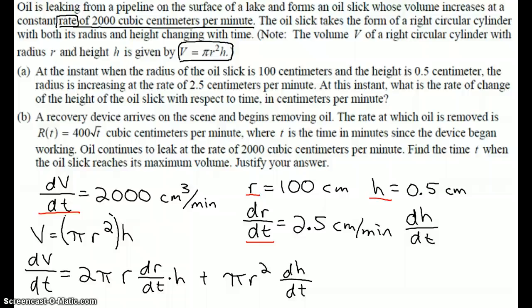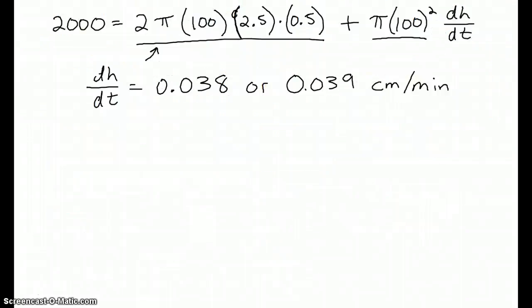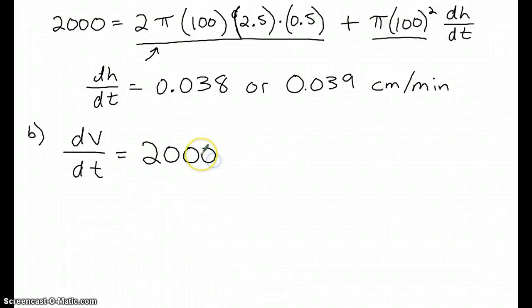All right, the first thing we need to represent is that we're told oil continues to leak. It's being removed at this rate, and this is a rate. We don't need to take the derivative of this, so we can take that at face value. So we can represent that as dV/dt, the total volume of the slick. We know that it's increasing at 2,000, but it's being removed at this rate.